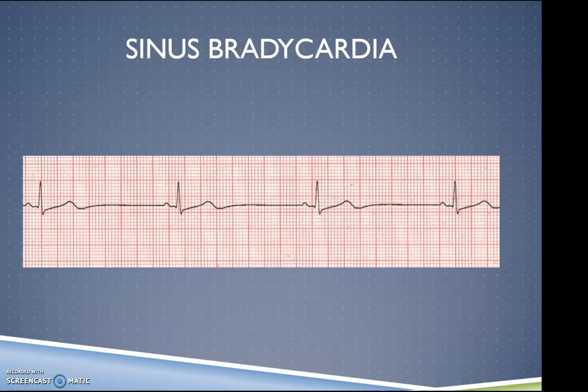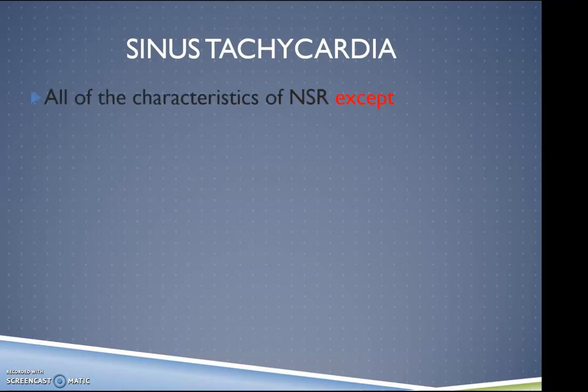This is what it would look like on a strip. If we counted the number of complexes, it would equal an approximate heart rate of 40. Sinus tachycardia: all the characteristics of normal sinus rhythm, a normal PR interval, QRS, QT, it's regular, a P wave for every QRS complex, except the heart rate's greater than 100.